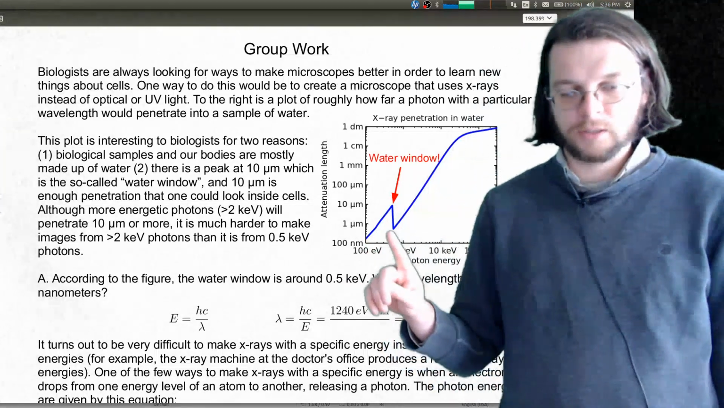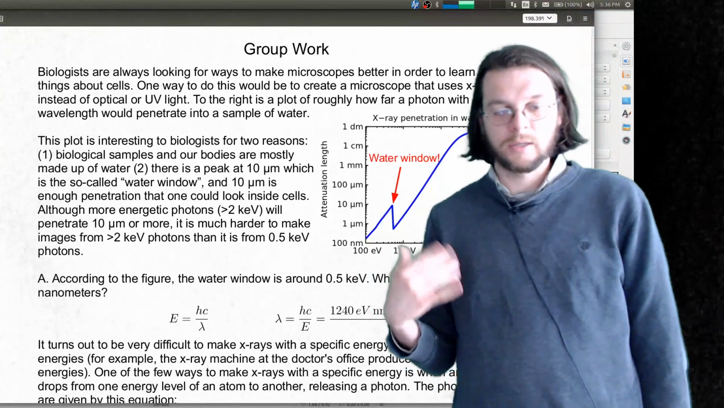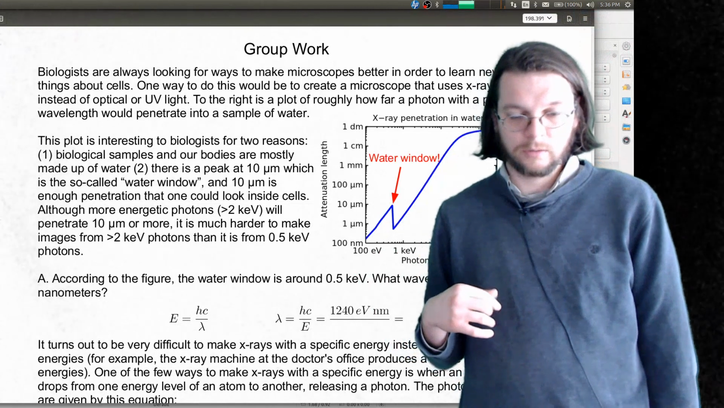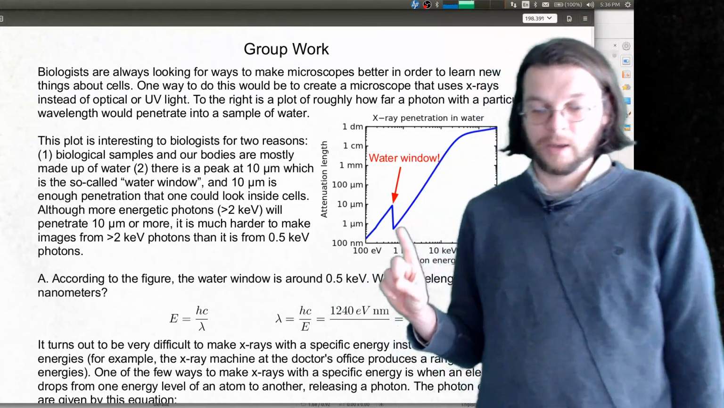This transition has a lot to do with what we've been talking about in the course, and you'll get a chance to see where that transition comes from in the group work. This is a real thing. I'm not making this up.